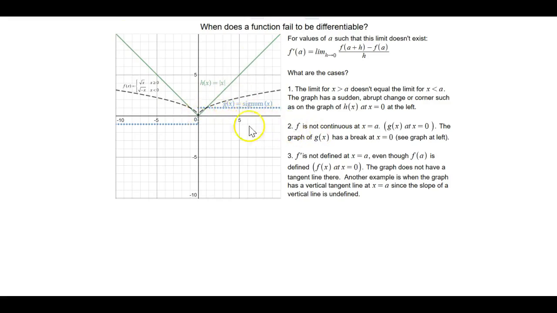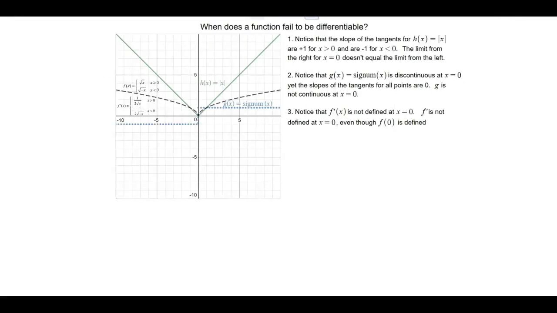For number 2, f is not continuous. If it's not continuous, it has a break in it, and it's not differentiable at that point. And if f prime is not defined at a point, then that means that it doesn't have a tangent line there. So these are the reasons why that limit fails to exist. The limit definition fails to exist.